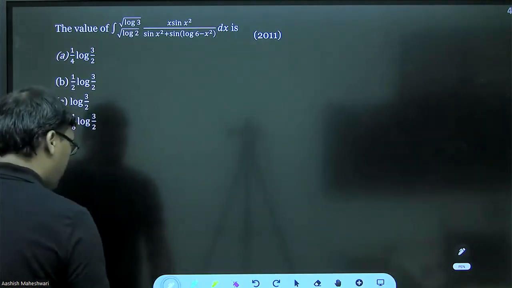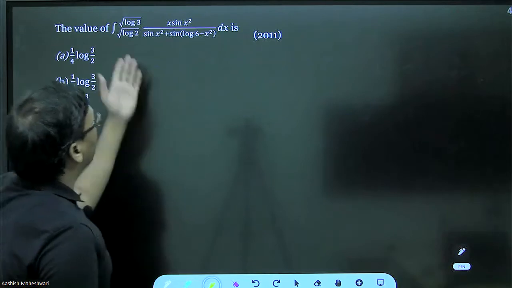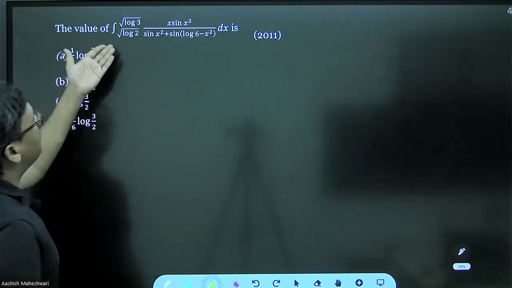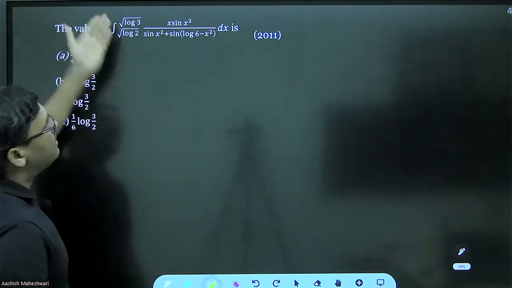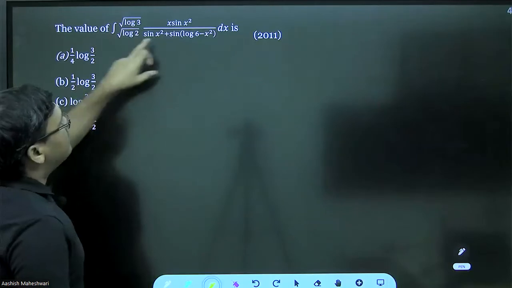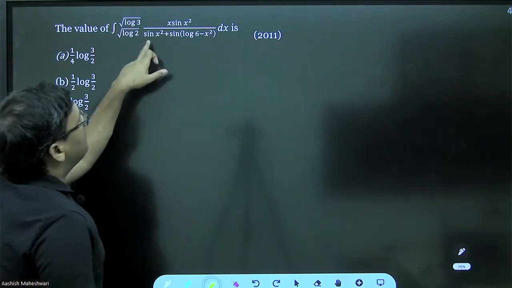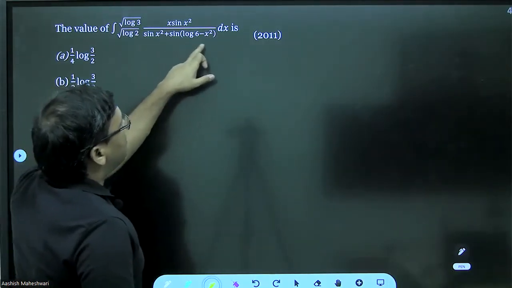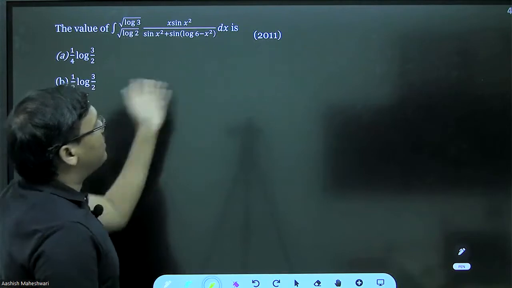Now see, in this question, it looks very complicated. We have the integral from log 2 to log 3 of x sine x squared upon sine x squared plus sine of log 6 minus x squared, dx. You have to find the integral of this.